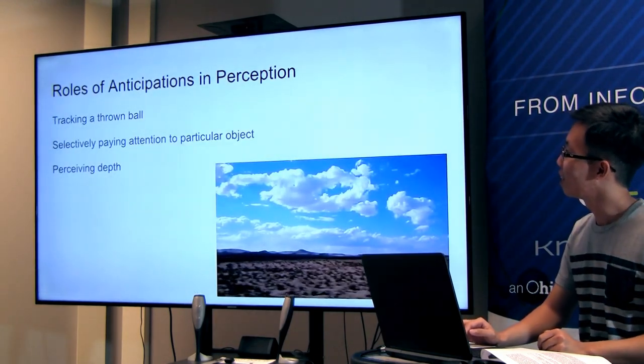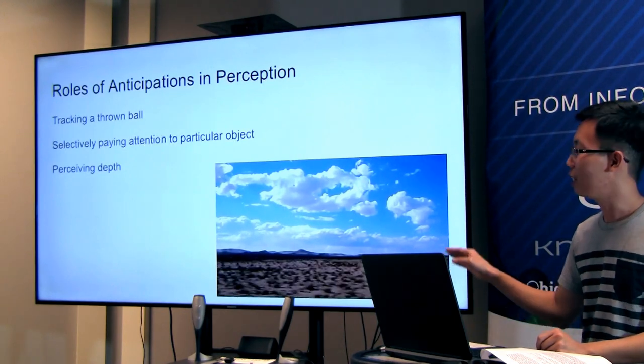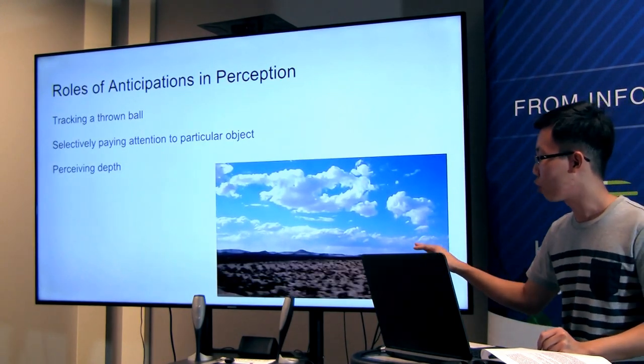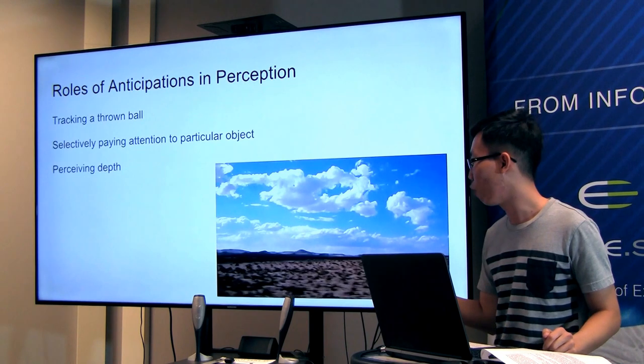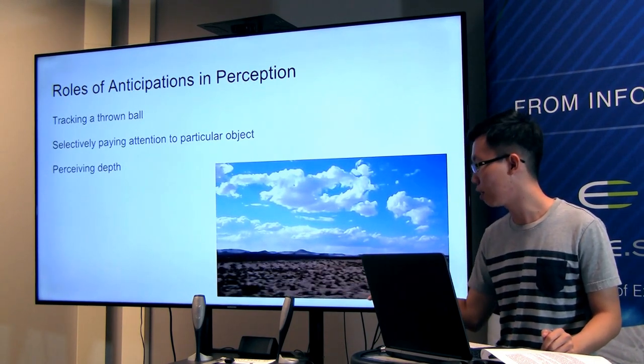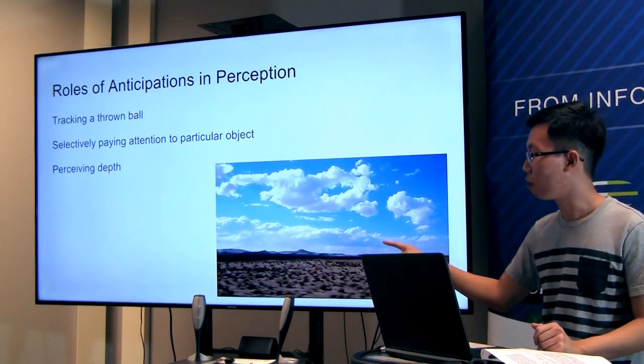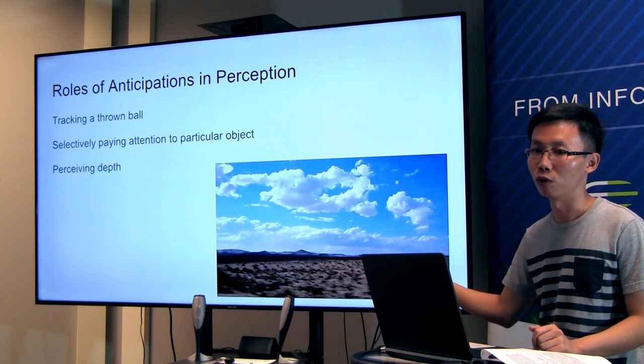And also the anticipations help us in perceiving depth. When we see something, we don't just see it, we track it along some period. For example, the mountain is moving slower than this bush in front of you, so we can know that the mountain is further away compared with the bush.